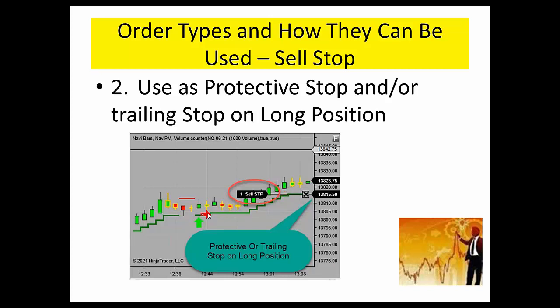Now in the NaviTrader 8 platform, we have the ability to attach an order to an indicator. In this example, the green line is our NaviTrader NaviPM indicator. The way it works is we attach that order to that indicator. As the market moves up, it's going to adjust the stop upward. So here's a sell stop being used as a protective stop and/or a trailing stop in a long position.